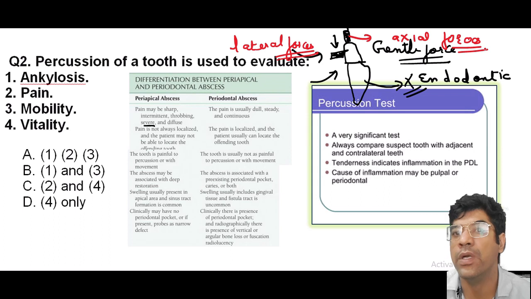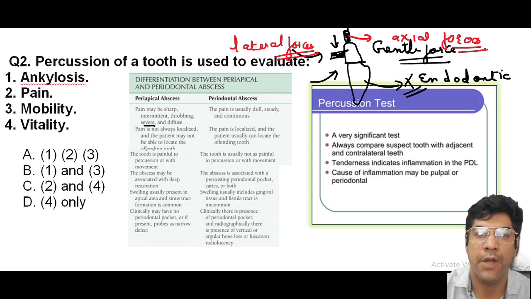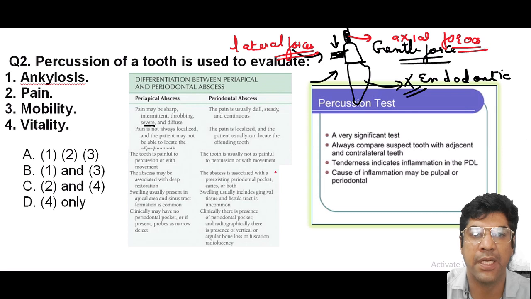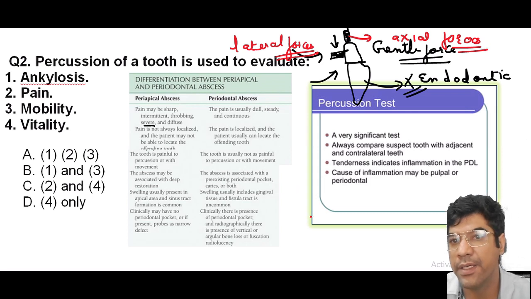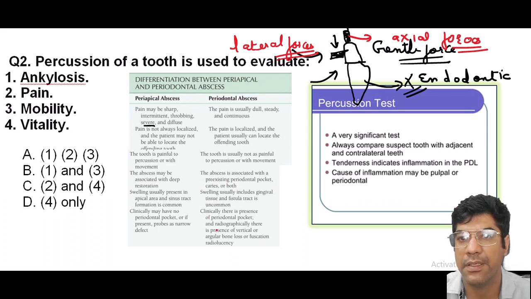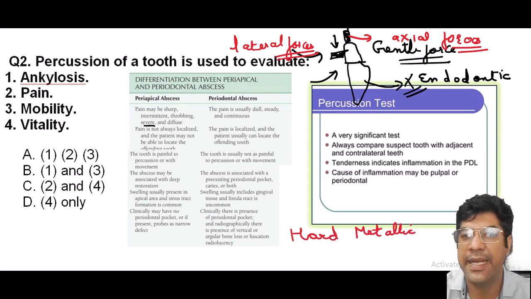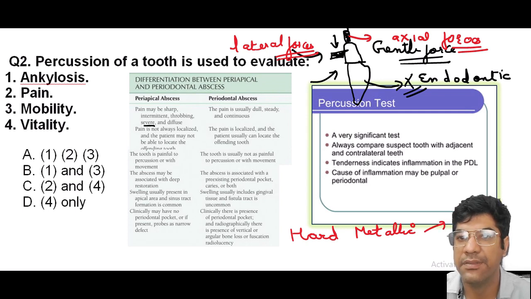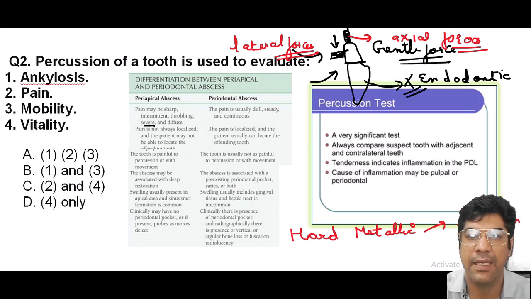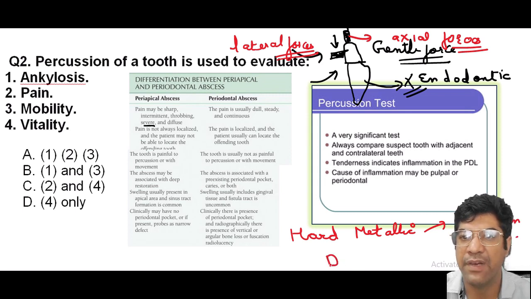Also remember the sound that we hear during percussion is also of diagnostic value. A hard, metallic sound that you hear during percussion in a horizontal direction indicates that the tooth is locked in bone, whereas a dull sound will indicate extrusive luxation.